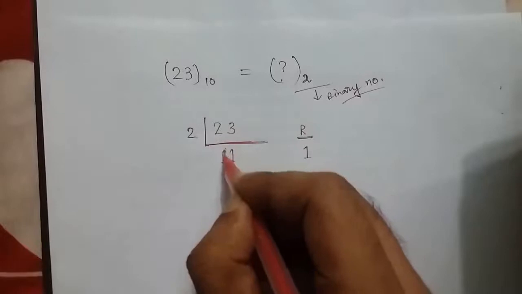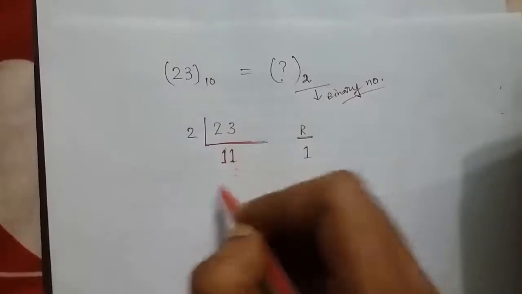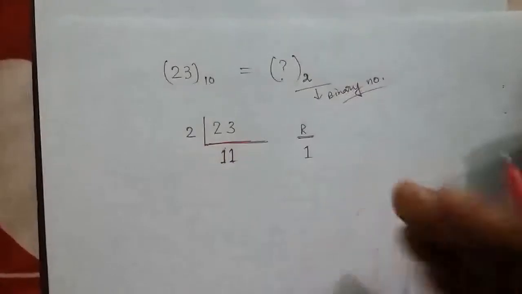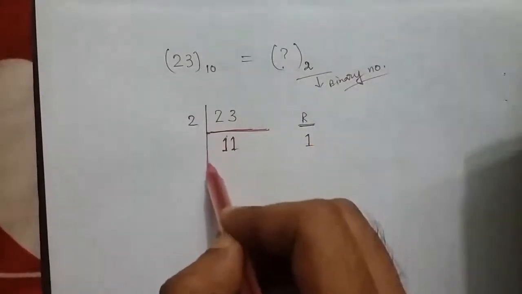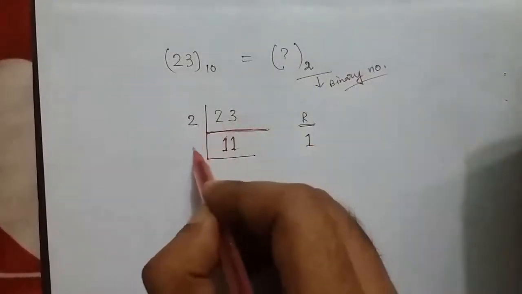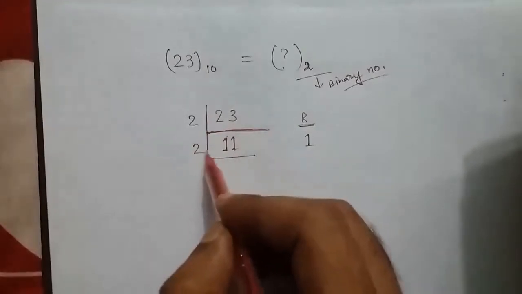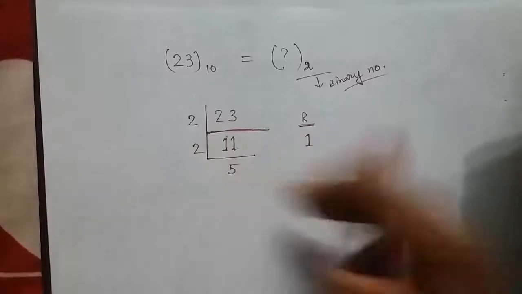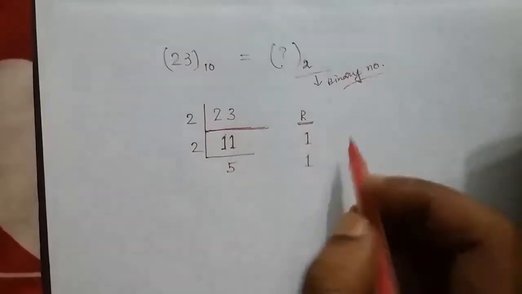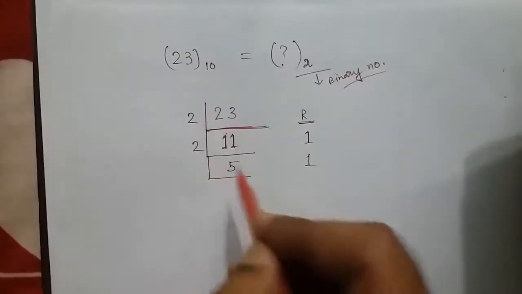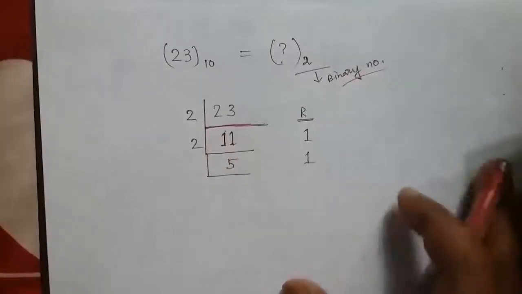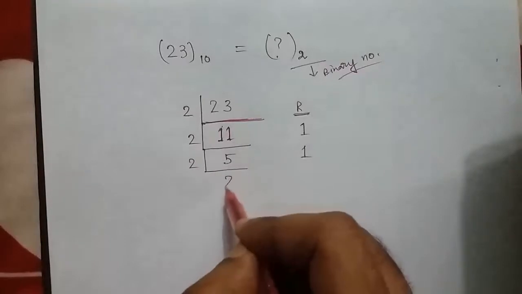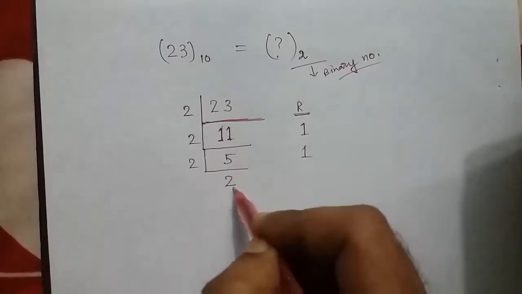So now 11, the quotient that we have got here, is more than 2. That's why the division process will continue. And the same divisor again, 2. So if I divide 11 by 2, then 5 2s are 10. So 5 is the quotient and remainder is 1. Again 5 is greater than 2. That's why the division process will continue. So 2 2s are 4. So 2 is the quotient.